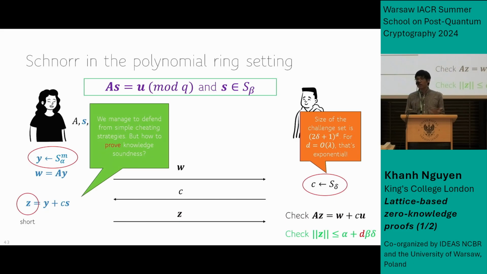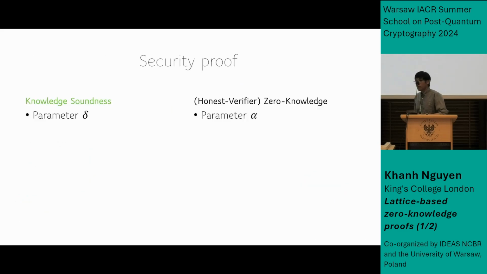Okay, so we managed to defend against or avoid some simple cheating strategies, but how do we actually prove knowledge soundness? Okay, so now it's getting a little bit more technical. We saw already that the parameter delta corresponds to the soundness error somehow, right? So delta and d. So delta will be responsible for the knowledge soundness, and then alpha will be more related to zero knowledge.